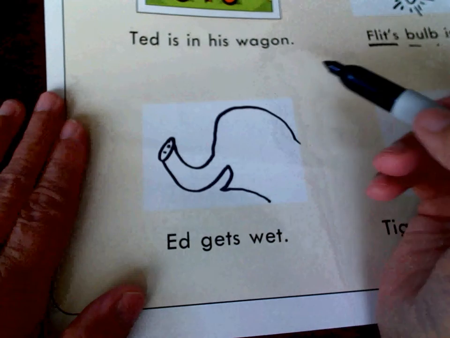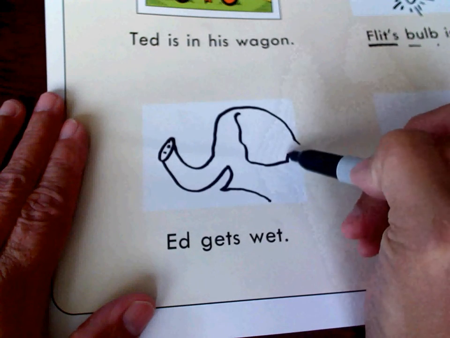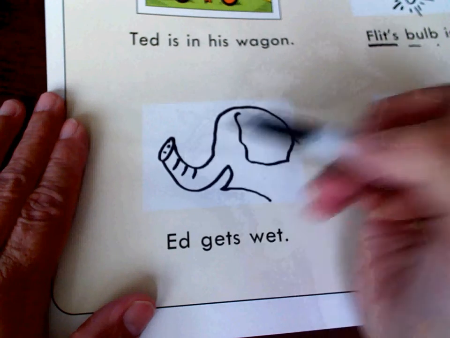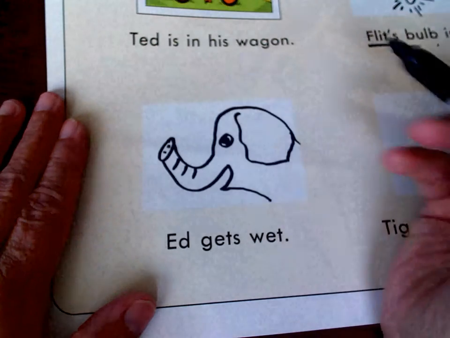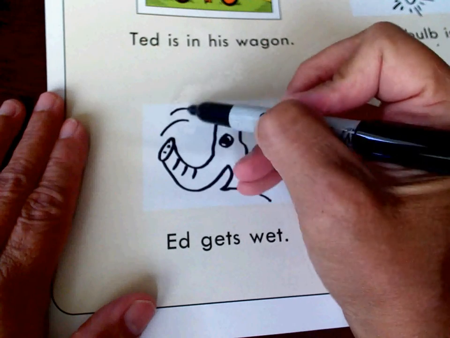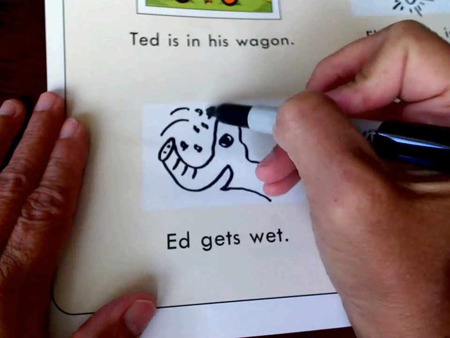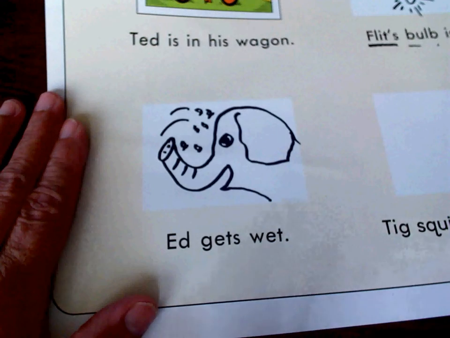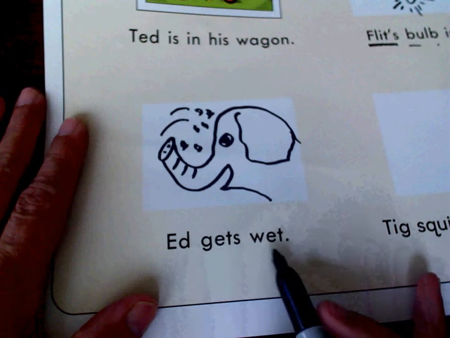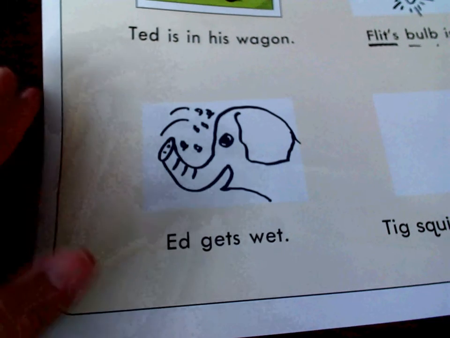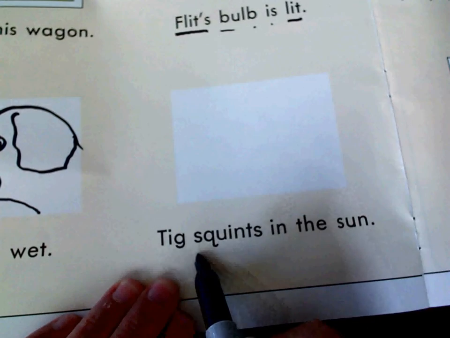Elephants are hard to draw, so we're not going to go too detailed with this. You're going to give him an ear, do some lines in his trunk like this. He needs an eye. And then I'm going to do some water droplets dropping over Ed like that, like he is spraying water over his head, making Ed wet. Good job. Now, if you look, this sentence uses that hard word again.